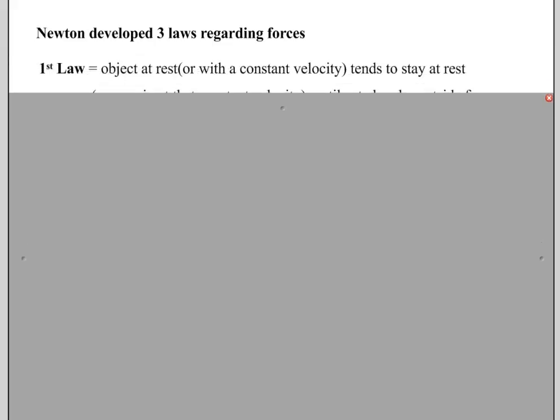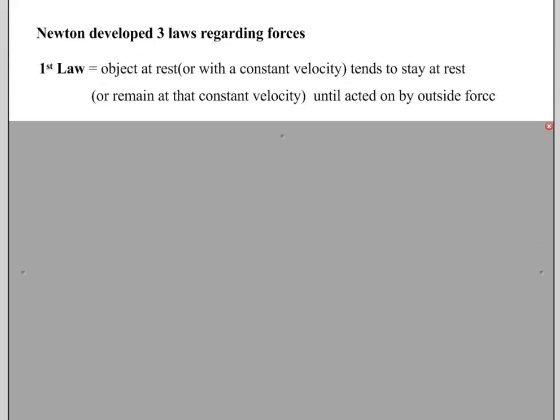So if we want to put it into written form, Newton's first law says an object that's at rest, and we're going to expand this to say an object that has constant velocity behaves just like an object at rest. And this object is going to tend to stay at rest or tend to stay at a constant velocity until another outside force acts on it to change its behavior.